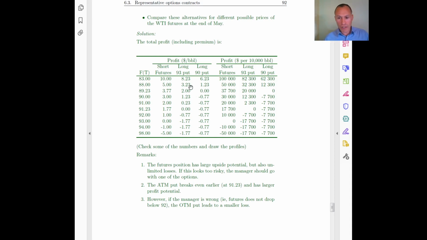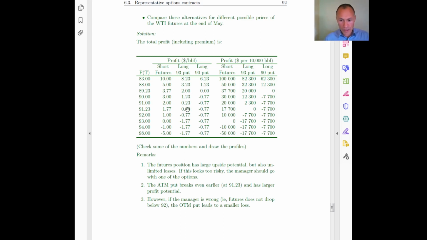So what happens with the put? With the put, you get something that is not as risky, in the sense that this is the price where you break even. It's not the same as in the futures because you have to pay the premium in the beginning to buy the put option. So you need a price of not 93 but 91.23 to break even. If you are right and the price is even lower, you make money.